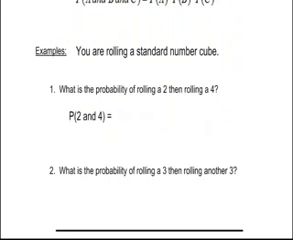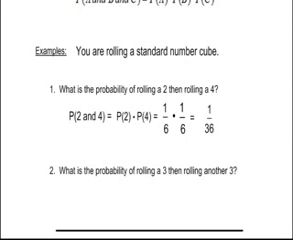So our first example, you're rolling a standard number cube. What is the probability of rolling a 2, then rolling a 4? So we've got the probability of 2 and 4. Write this down. You have the probability of 2 times the probability of 4. On a standard number cube, those probabilities are 1/6 and 1/6. Multiply those together, and you would get 1/36. So that's the probability of rolling a 2, then rolling a 4. You can't roll anything else the first time. It has to be a 2.